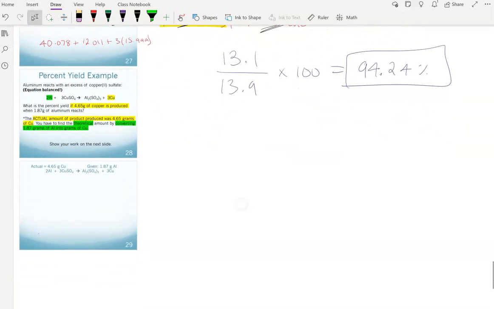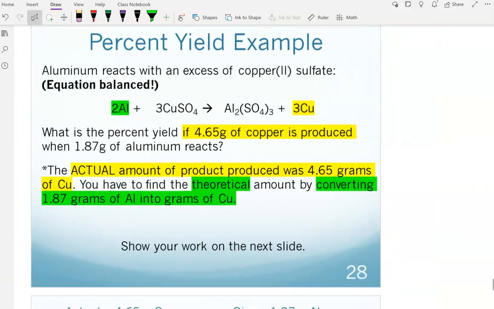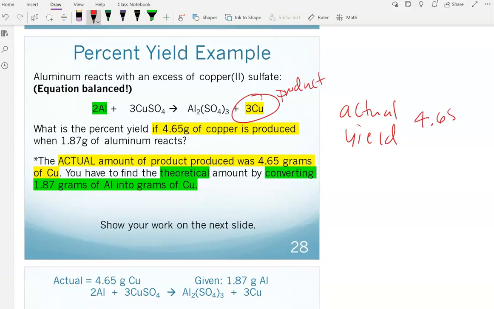All right, let's do one more example. So in this problem, I have 2 products and I have 2 reactants. But again, in this problem, when we're looking for the actual yield, that is going to be the product, which in this case, we're focusing on copper. That's the product. So it looks like there was 14.65 grams of copper that was actually made or produced.